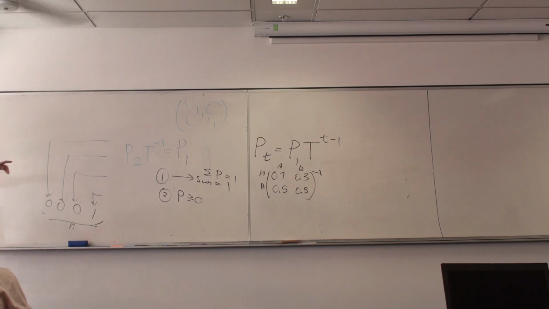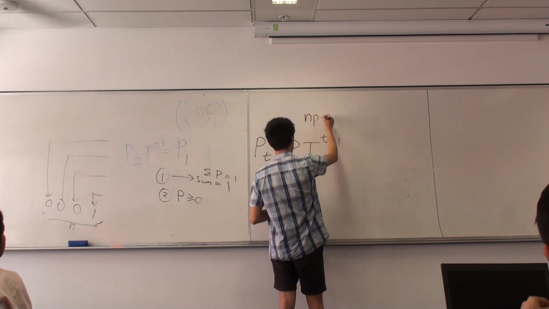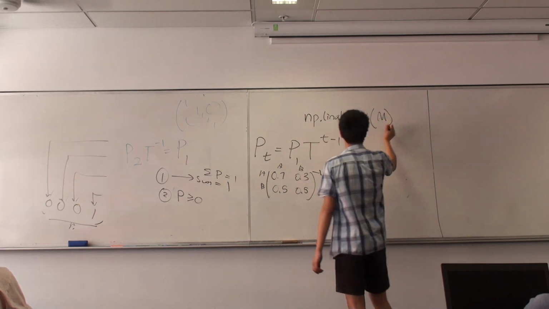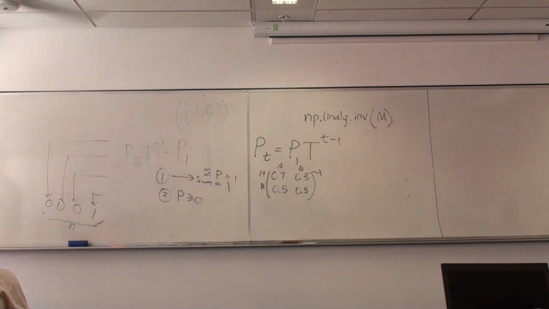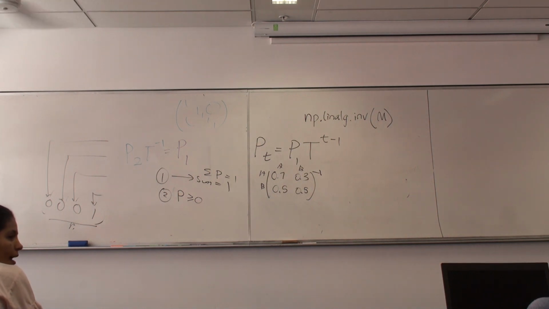But yeah, in Python you can actually invert matrices. The function to call is numpy linalg inv of your matrix M. Anyways, let me just confirm. I don't want to give you the wrong information. What was it, 0.7, 0.3? So let's see what the answer is.